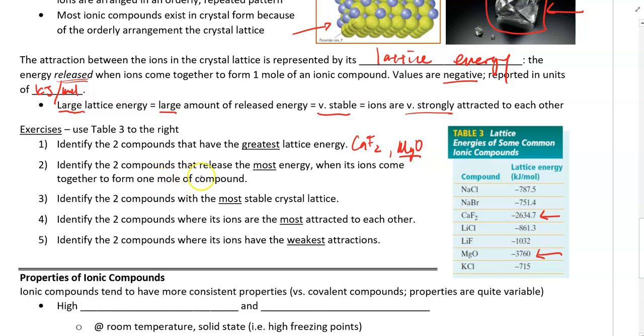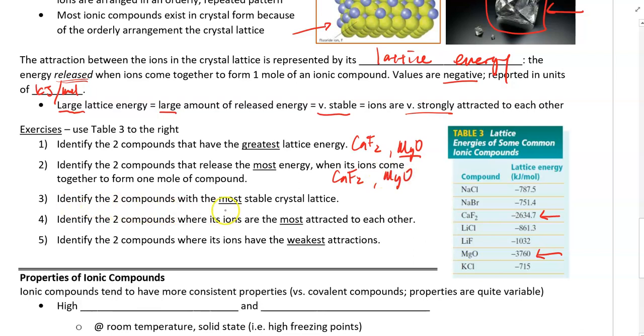Identify the 2 compounds that release the most energy when its ions come together to form 1 mole of compound. Well, that language of its ions coming together to form 1 mole of compound is the definition of lattice energy. So basically we're saying which one releases the most energy, which one has the greatest lattice energy. Once again, it's still these 2 compounds, CaF2 and MgO.